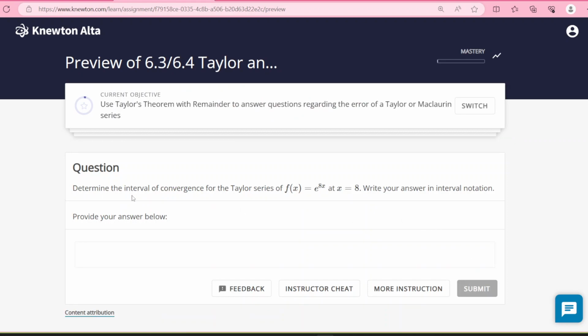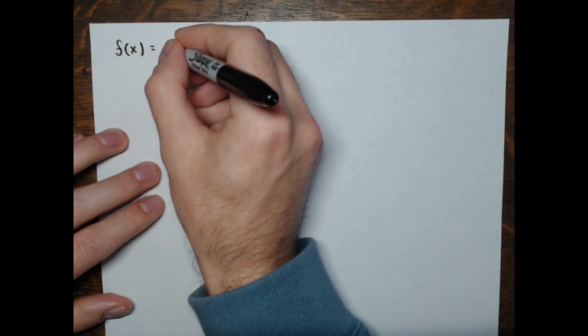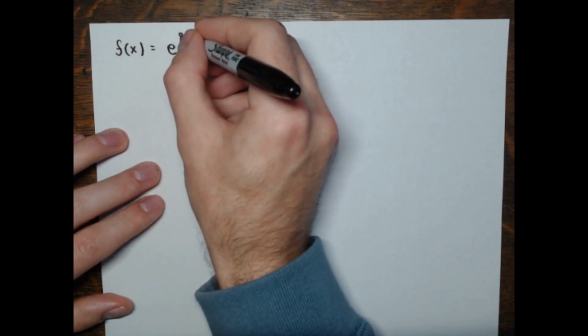So here we're asked to determine the interval of convergence for the Taylor series of e to the 8x power, centered at x equals 8. Write your answer in interval notation. So again, I'm making a Taylor series. This is like the last problem where I made the Maclaurin series for 2 times cosine x. I tried to find a general formula for each coefficient.